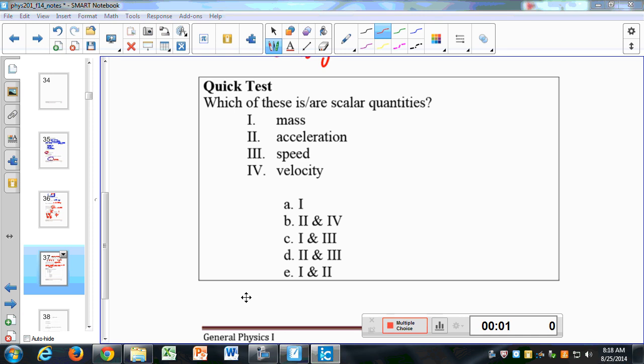So which of these is or are a scalar quantity? Remember, I like to do these kinds of questions where I use multiple options, and then one or more of them can be the correct answer. And so you have to pick which that is. So which of those is a scalar quantity?